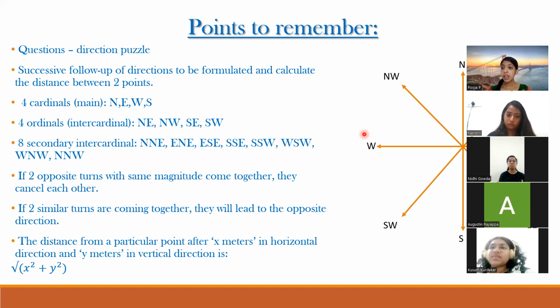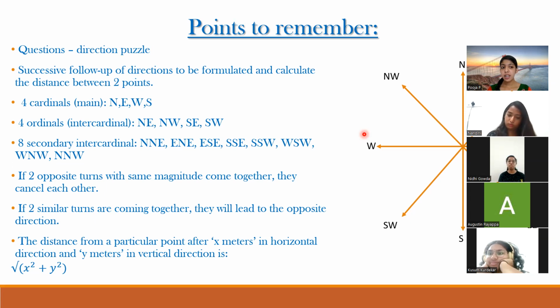But remember, magnitude plays a role. If they say the person moved 5 meters to the right and 6 meters to the left, then what happens? 1 meter towards the west that person has traveled. Right is where your east lies, left is where west lies. So 5 meters they've come back, and 6 meters to the left is 1 more meter towards west. So magnitude plays a very important role. Keep that in mind. Do not miss your magnitudes and directions.